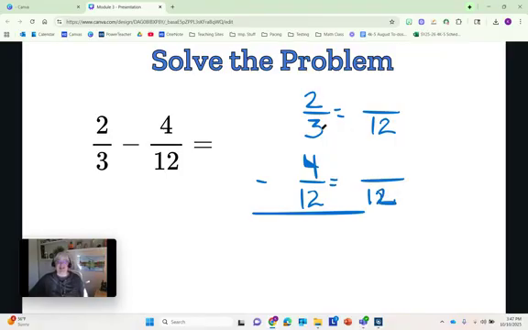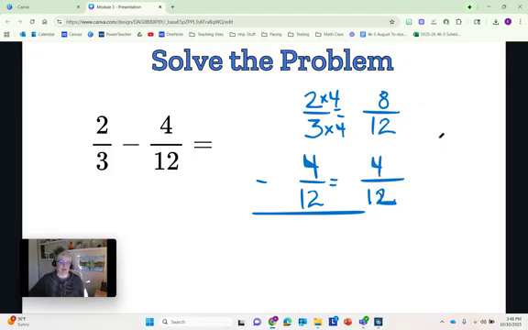All right. To get from 3 to 12, we multiplied 3 times 4. 3 times 4 is 12. Whatever you do to one part of the fraction, you have to do the same thing to the other part to make it equal. 2 times 4 is 8. 2/3 is the same as 8/12. Let's convert our other fraction, 4/12. Well, it's already in 12s, so we just copy the 4 over.